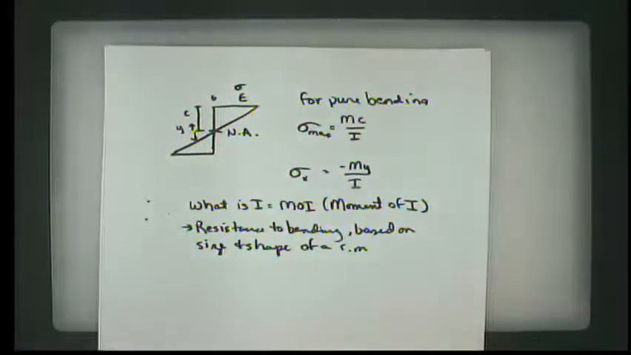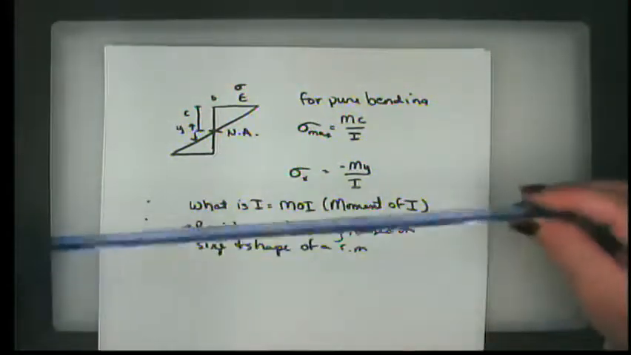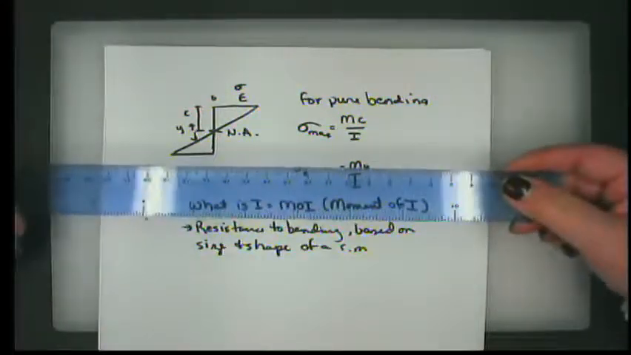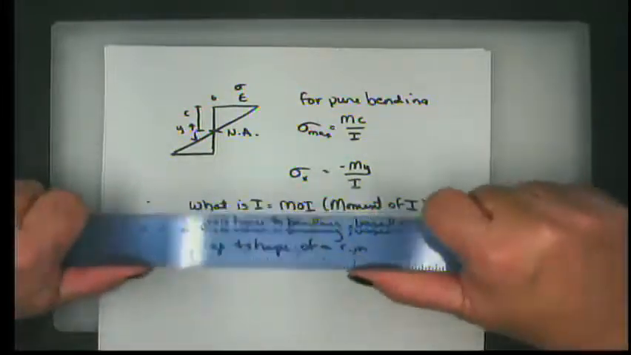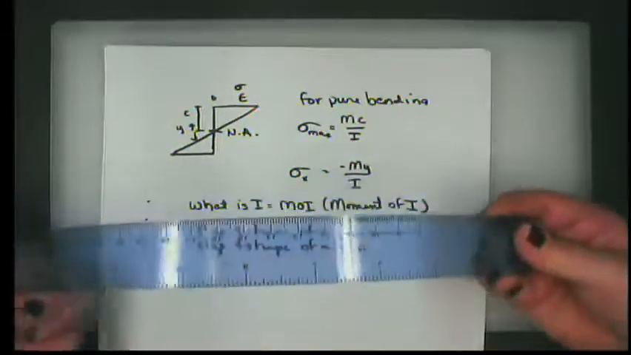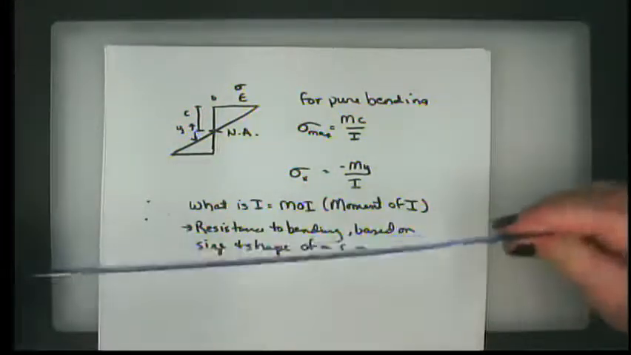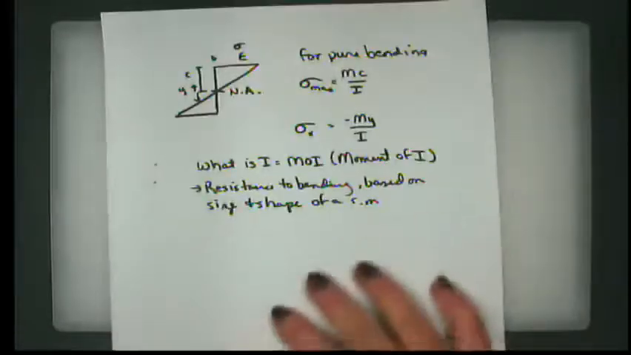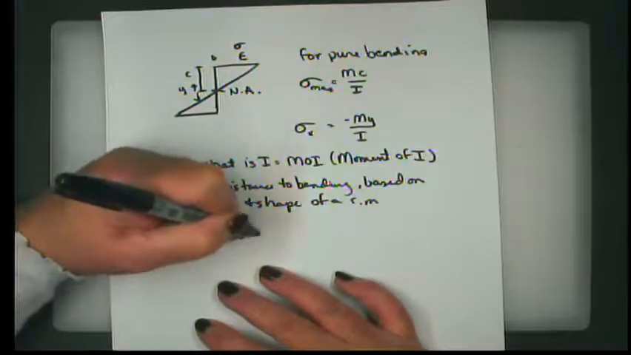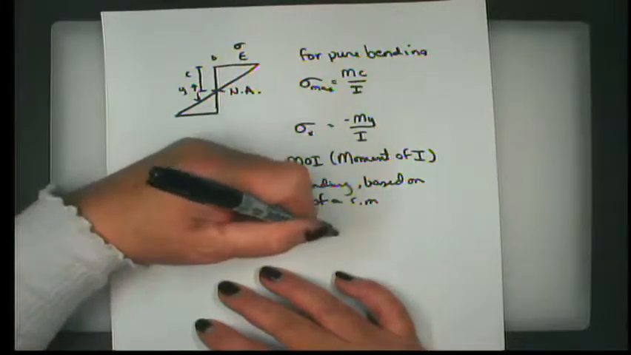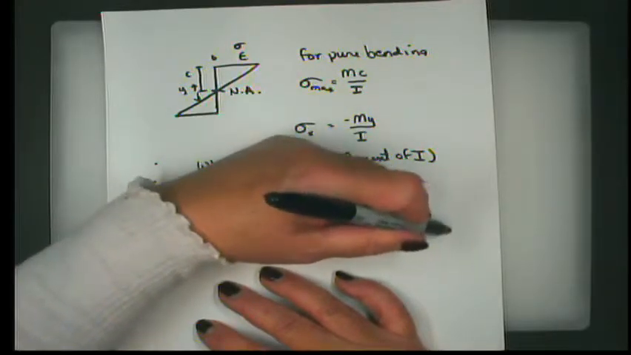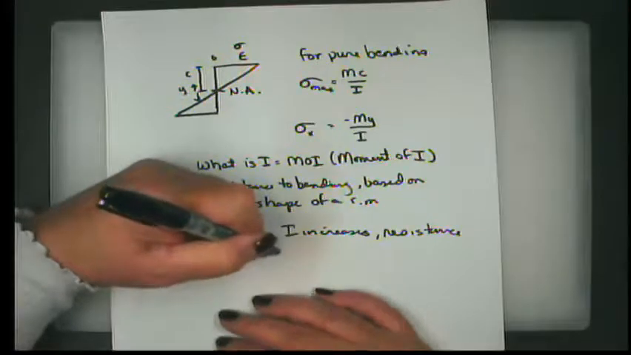An example that I used on lecture 19 is like this ruler. If I bend it in this direction, it bends quite easily, and yet without changing the mass or the size, bending it in the other direction is more difficult. That is an indication that the moment of inertia in this plane is quite a bit smaller than the moment of inertia in this plane. So when I increases, resistance to bending increases.